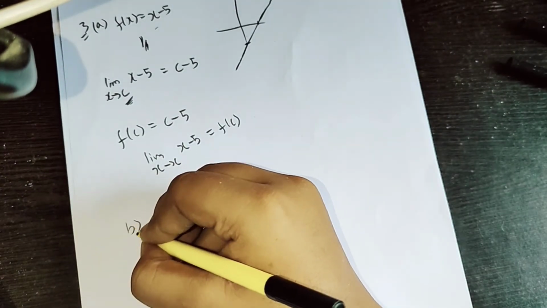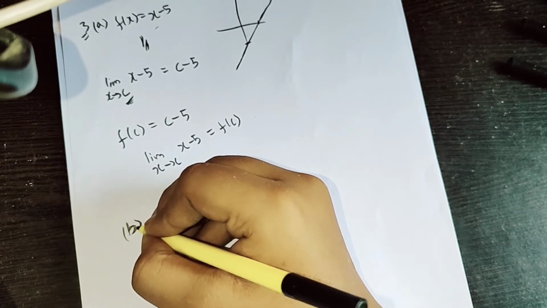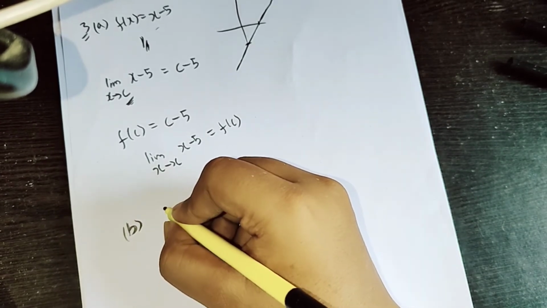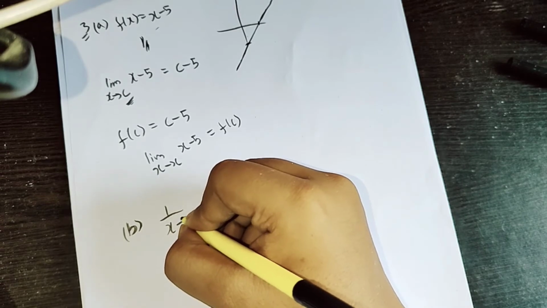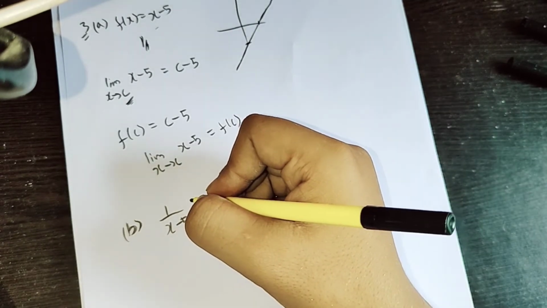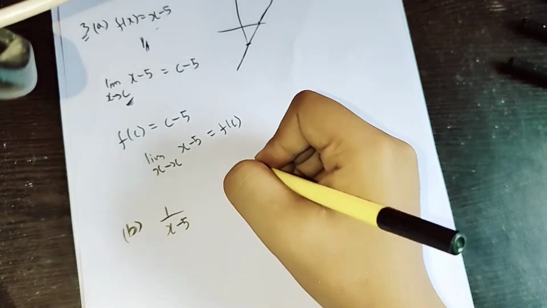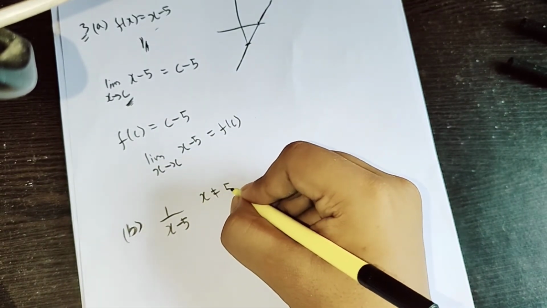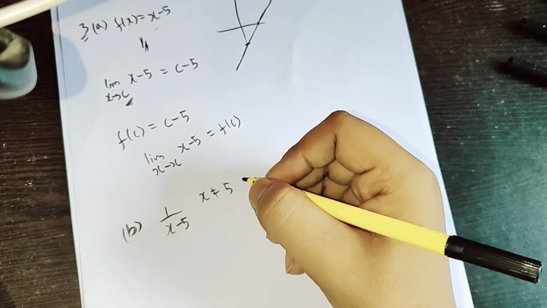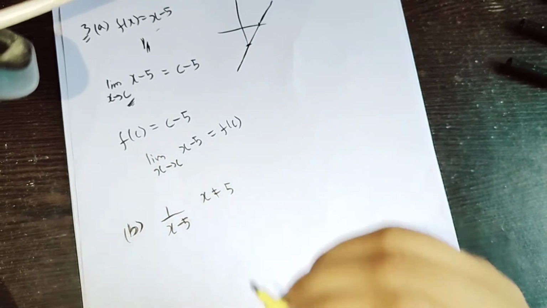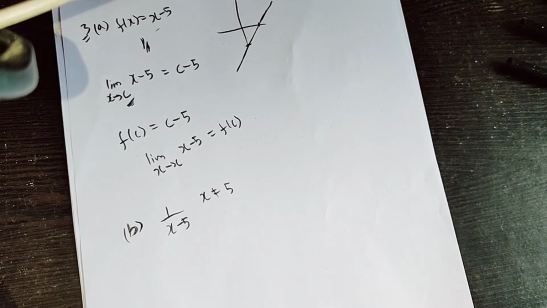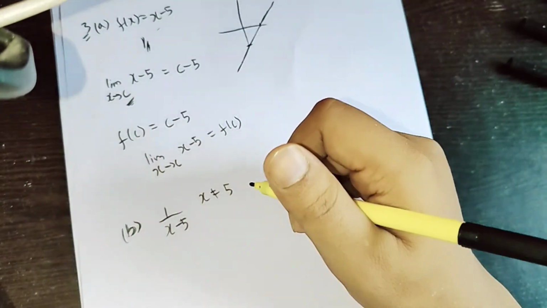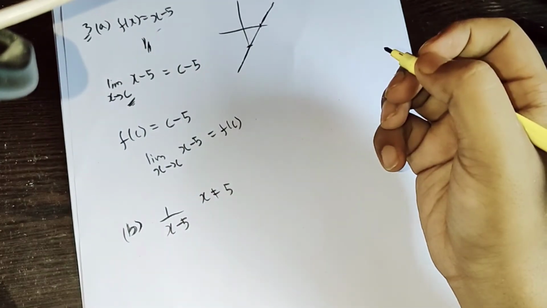Coming to b, it says 1 upon x minus 5, and we have to calculate its continuity in its domain. So it is also written that x should not be equal to 5. As you know, you don't have to interfere with x equal to 5 because it is not in its domain. So what we have to do is calculate LHL and RHL around 5.